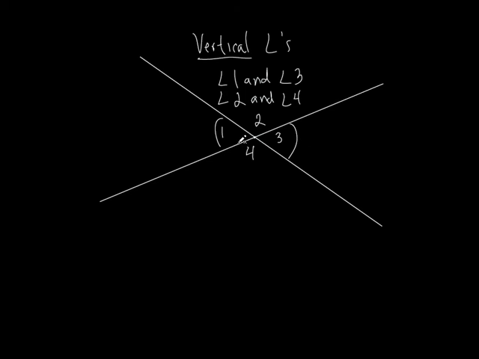Anytime you have two lines that intersect each other, they form four angles, two pairs of vertical angles. Those two vertical angles will always be equal to each other. I didn't draw these lines in a perfect certain way so that they would be equal. Any two lines that intersect each other, you're going to get two pairs of equal vertical angles. So 1 and 3 would be equal to each other.